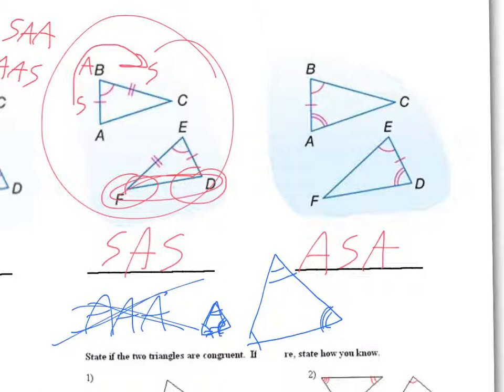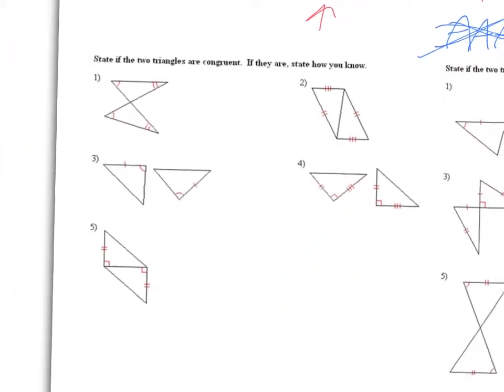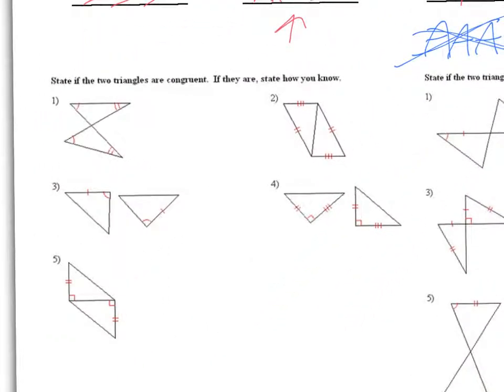Another one that we have is SSA. We don't have side, side, angle, or as some people call it, angle, side, side. Just know that when we see that, those are not ways to prove triangles congruent. Okay, so let's look at these examples. We want to state if the two triangles can be proven to be congruent. If they are, we'll state how.